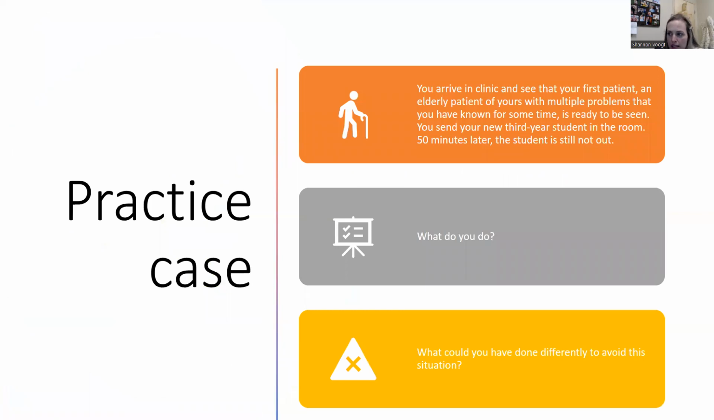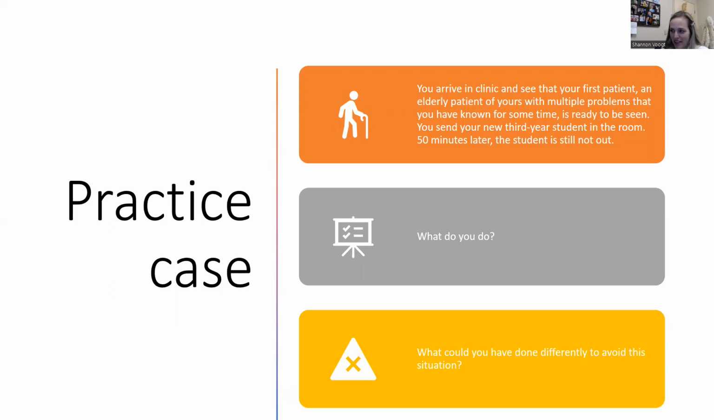So let's talk about an example case. You arrive in clinic and see that your first patient, an elderly patient of yours with multiple problems that you have known for many years, is ready to be seen. You send your brand new third-year student in the room, and 50 minutes later, the student is still not out of the room. So what do you do?